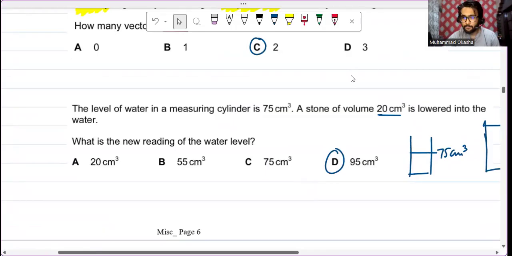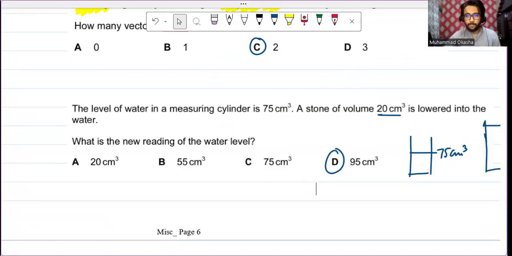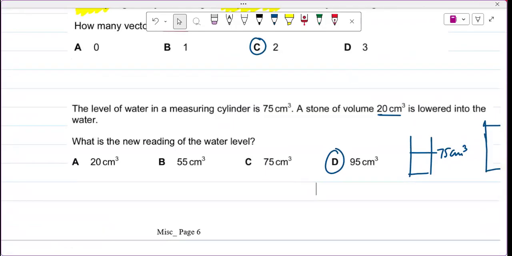I hope it makes sense. I hope it gives you a good revision of worksheet 1, physical quantities and measurement techniques.